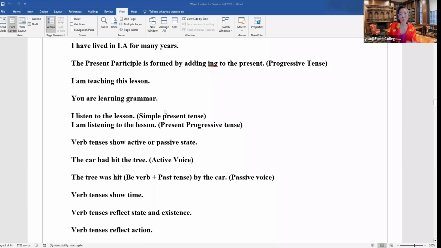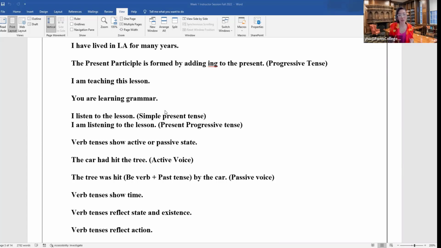If I am the one doing the action, Professor H is currently talking, that's active voice. If I say the students are being taught English by Professor H, that's passive voice, because the students are sitting back and receiving the action of learning grammar. Therefore, that's passive voice. So in a passive voice sentence, you have is being taught. You have a be verb plus a past participle plus by.